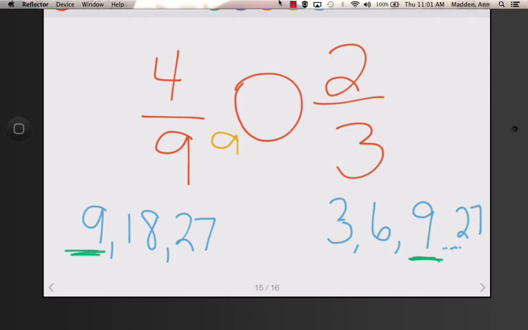9 and 9 we're going to use. How did I get from 9 times 9? Times 1. 4 times 1 is 4. 3 to 9 is times 3. 2 times 3 is 6. 4/9 and 6/9. This one is definitely bigger. So 4/9 is less than 2/3.